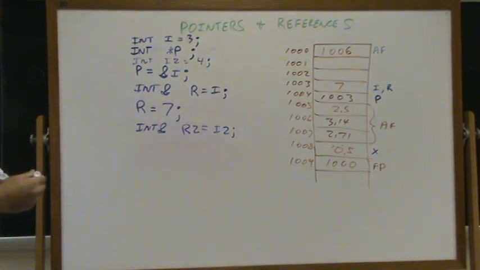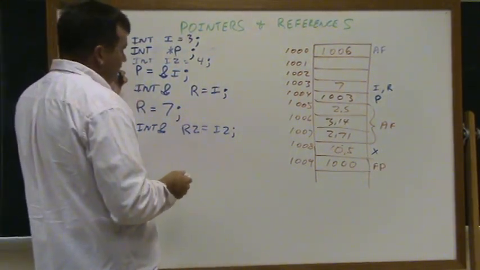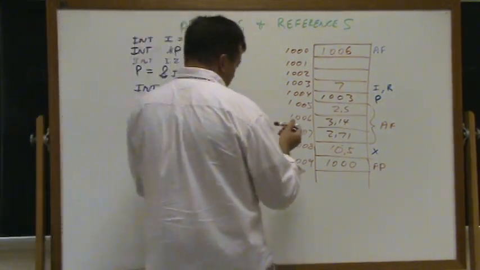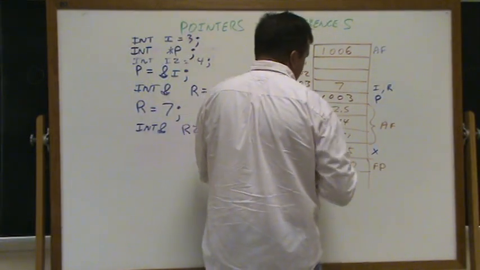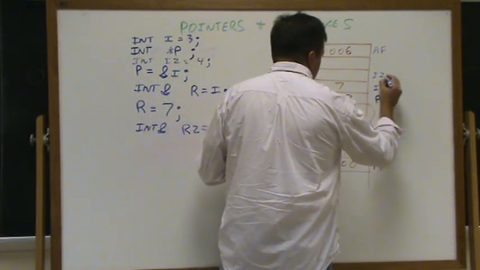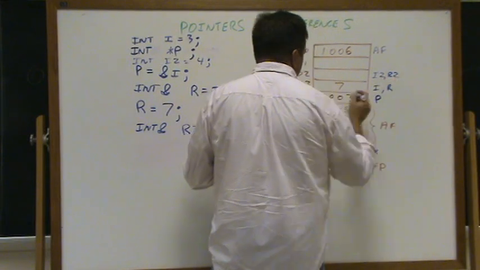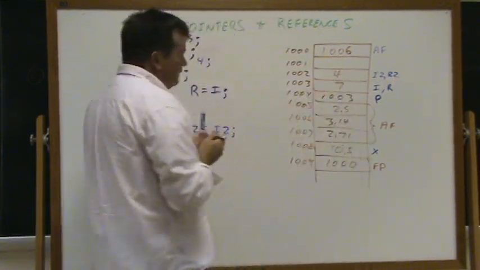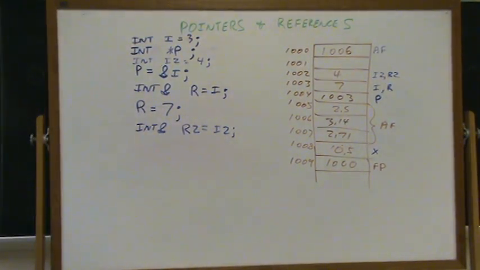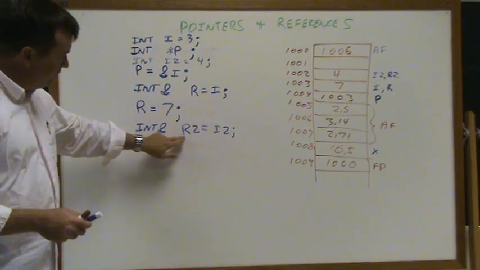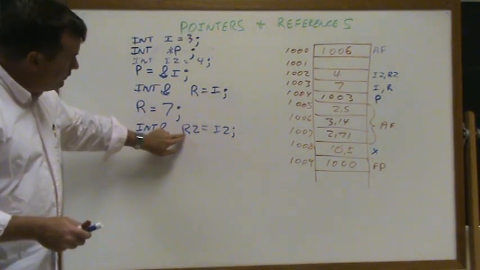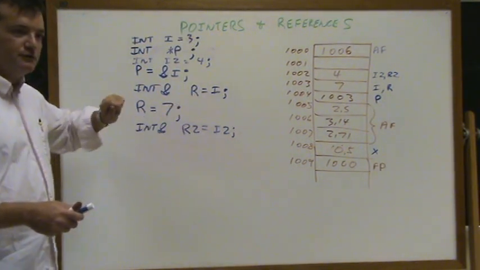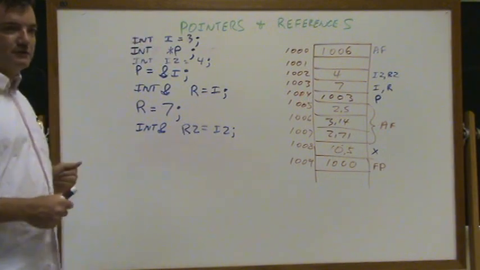So we might have a second piece of storage called I2. Let's say we had I2 over here. Now R2 is another name for it, and I2 equals 4. Now we said reference R2. So a reference is just another name for some already existing piece of storage.